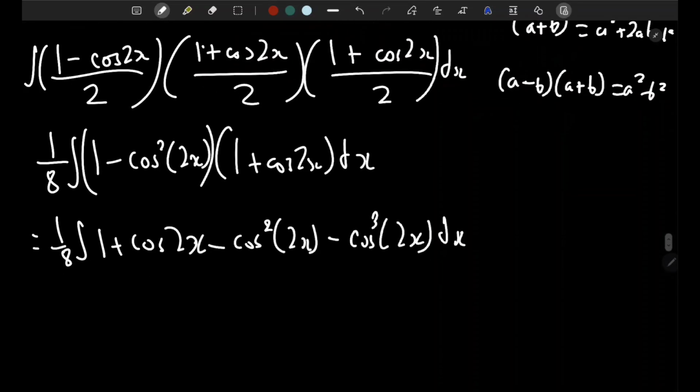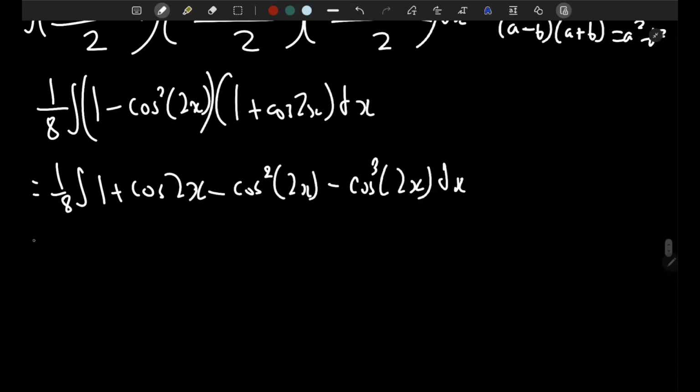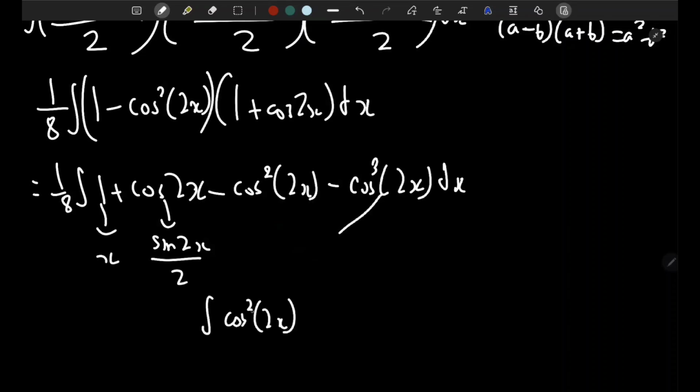So here now I'm going to separate each of these integrals and do them separately. So what is the integration of 1? This is x, right? What is the integration of cosine 2x? It is going to be sine 2x over 2. So now for these two parts I'm going to do them separately. So what do you think the integration of cosine squared 2x dx is?